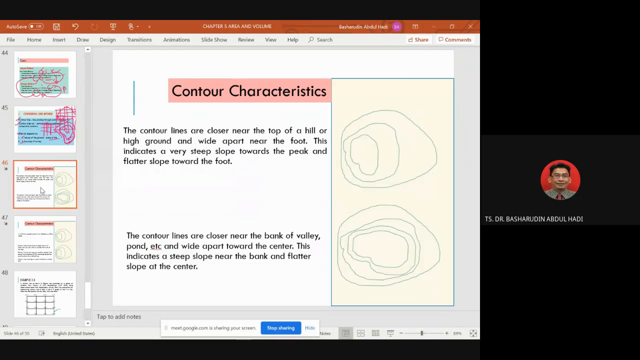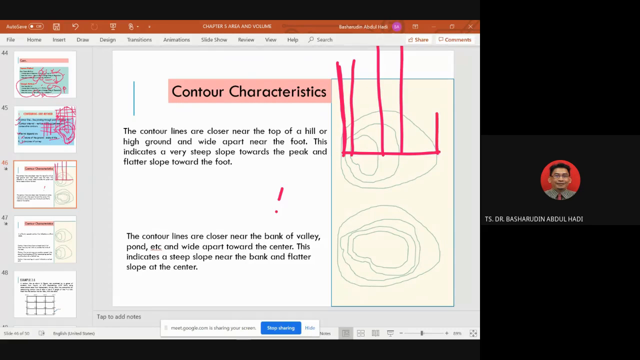Contour characteristics. The contour lines are closer near the top of the hill or high ground and wide apart near the foot. This indicates a very steep slope toward the peak and a flatter slope toward the foot. When you cut this section, you can see this one is line number 1, line number 2. Here you have something like this, because this part is very steep, and this one is quite okay. This one is very steep. This one is quite flat here. And this one is very steep, and this one is quite flat, very steep, and then flat again, and steep and then flat.